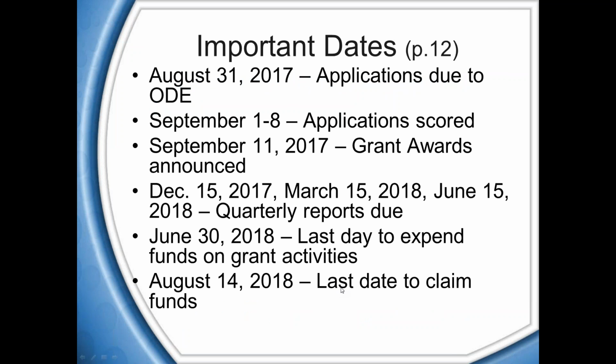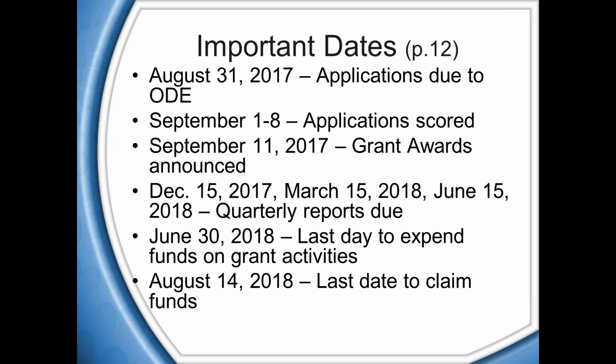So we'll talk about some of the more practical pieces of the grant first. We've got our dates here. The application is due on August 31st to ODE. Then applications will be scored. They actually won't be scored on September 1st. That's a weekend, but that following week is when the applications will be scored, and there is a rubric that's included in the RFA for you to reference.